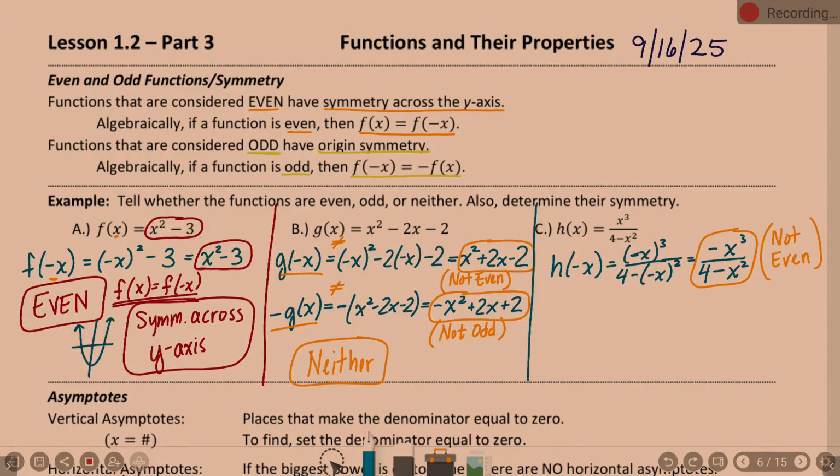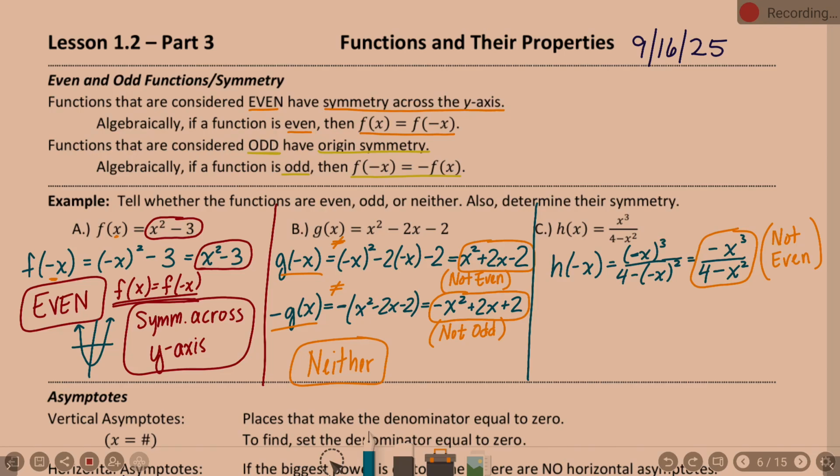Picking up in lesson 1.2, part 3. We were talking about even and odd. Brief synopsis: even is symmetric across the y-axis, or f of x equals f of negative x. My suggestion is you try to find a happy medium of using the algebra and using the graph. I would not rely exclusively on one or the other.